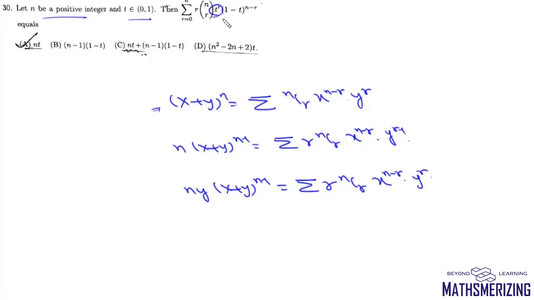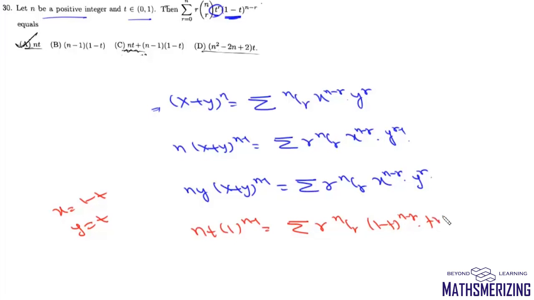Now in our question, we need t to the power r and 1 minus t to the power n minus r. So what we'll do is we'll replace x with 1 minus t and y with t. So we'll get n into t, and here it will be 1 to the power n minus 1, and it will be equal to the summation r nCr 1 minus t to the power n minus r into t to the power r, which is equal to n into t, and that's your option number A.